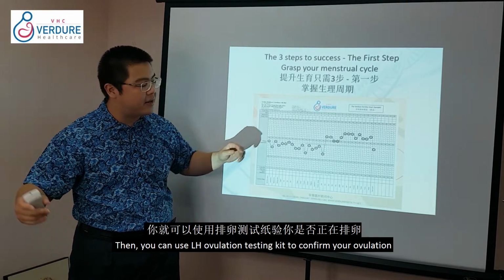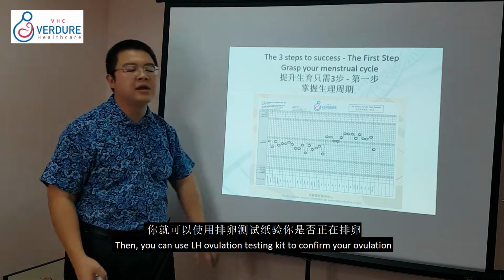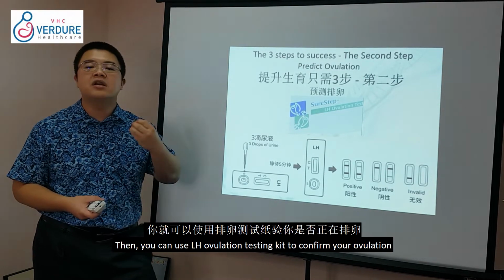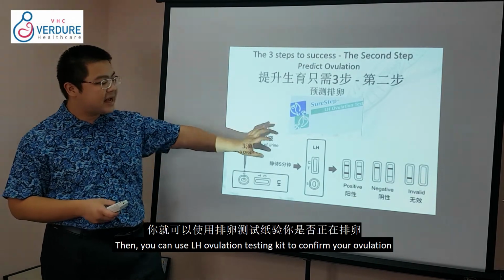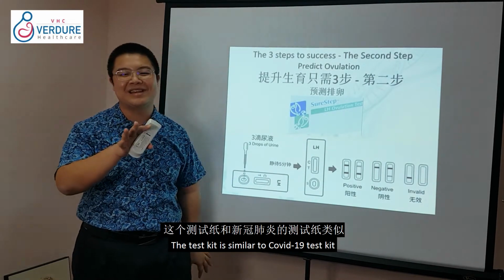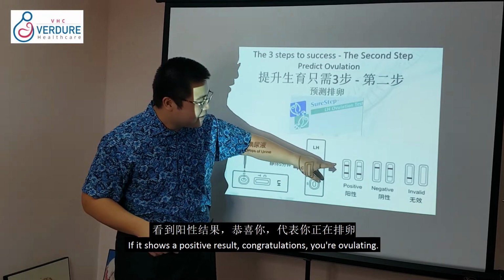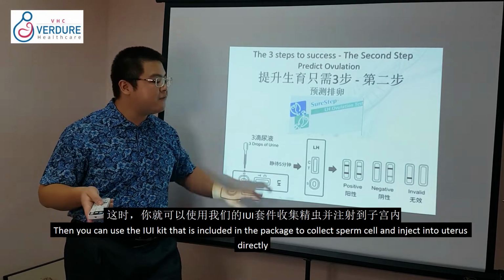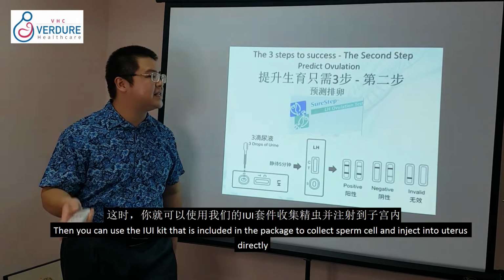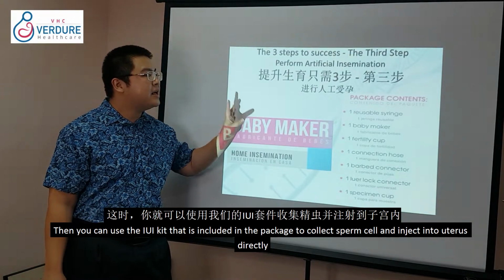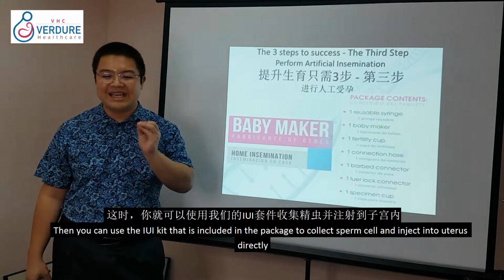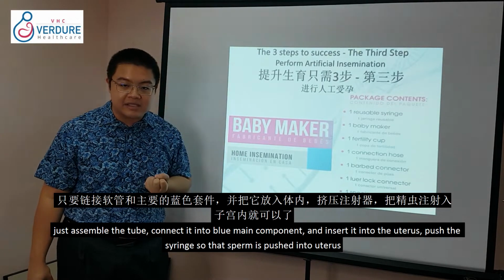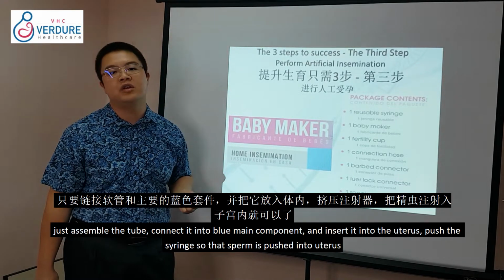So next month, when about this time again, you can use something called the SureStep LH ovulation test kit to confirm ovulation. It is very similar to testing for COVID-19 anyway. If it shows up positive, then congratulations, you're ovulating. So if you are ovulating on those days, the third step is to use the IUI kit that we will include in the package to collect the sperm cells and inject them into the uterus directly.